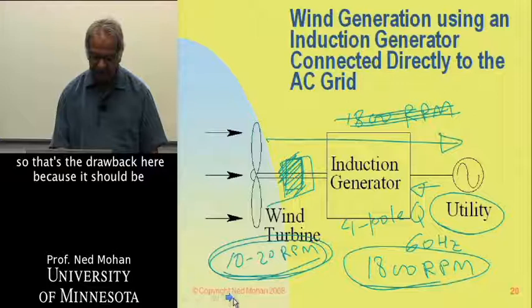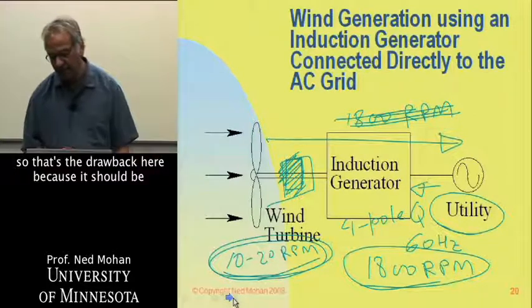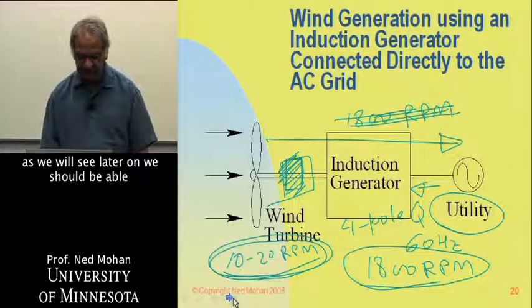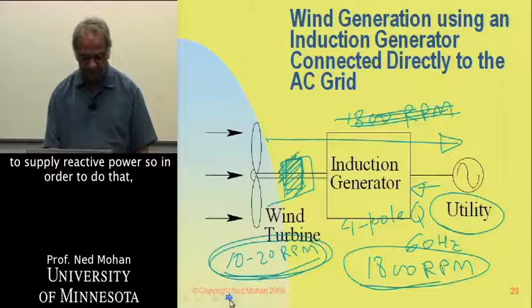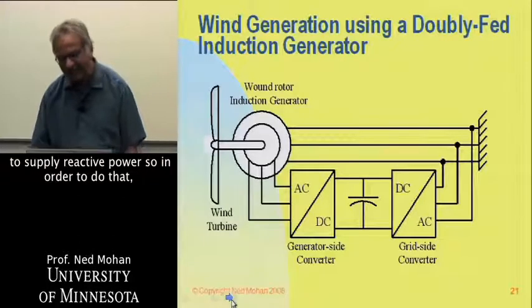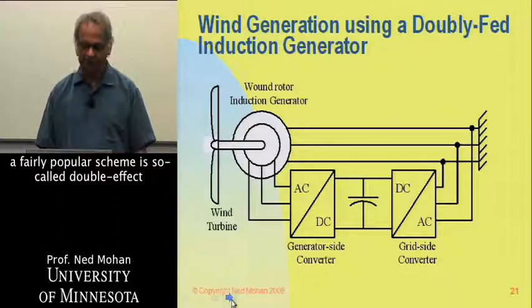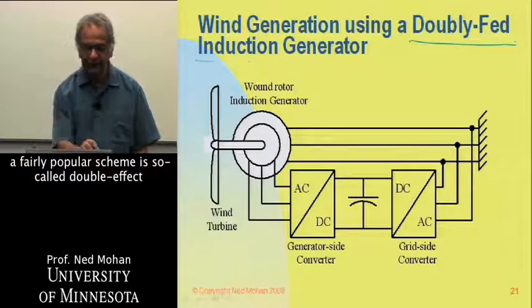So that's a drawback here, because, as we will see later on, we should be able to supply reactive power. So in order to do that, a fairly popular scheme is the so-called doubly fed induction generator.